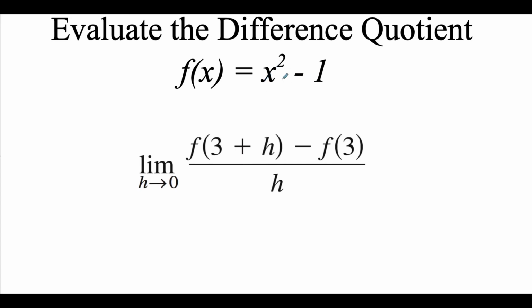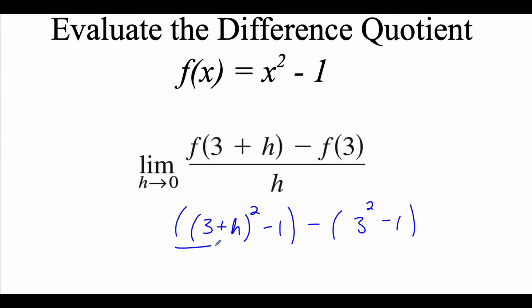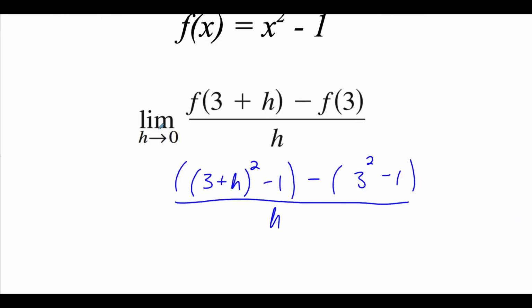So our function is x squared minus 1. Where that x is, I'm supposed to plug in the 3 plus h, and that gets a squared on it, but then this is still minus 1. That's the first piece of this difference quotient, minus, now I'm supposed to do f of 3. So for that x, we're just going to plug in 3. So this is going to be 3 squared minus 1, and this is all being divided by h. And we're trying to evaluate this limit as h is approaching 0. But again, like I said before, we can't just direct substitute 0 in for h because that would give us the indeterminate form. So we have to try to simplify this down.